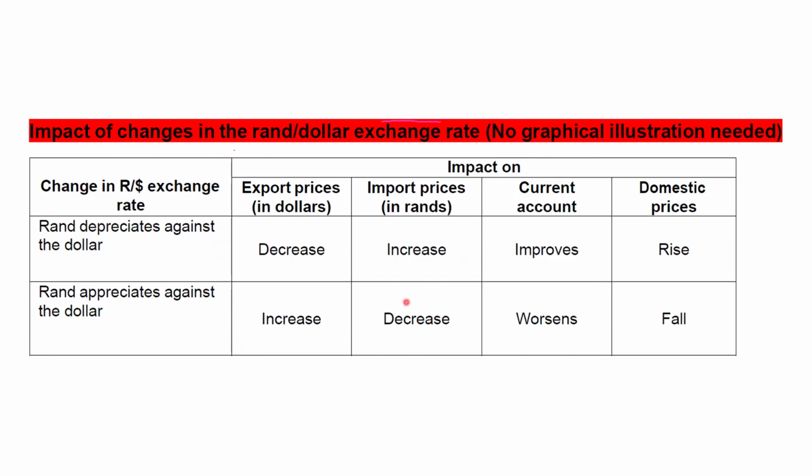So that we would have more leakages than injections, which will lead to the current account to do what? To worsen, right? And the domestic prices will fall. Why would they fall? Because remember, the rand has gained value, right? And most people are buying from outside. They're importing because import prices have decreased.